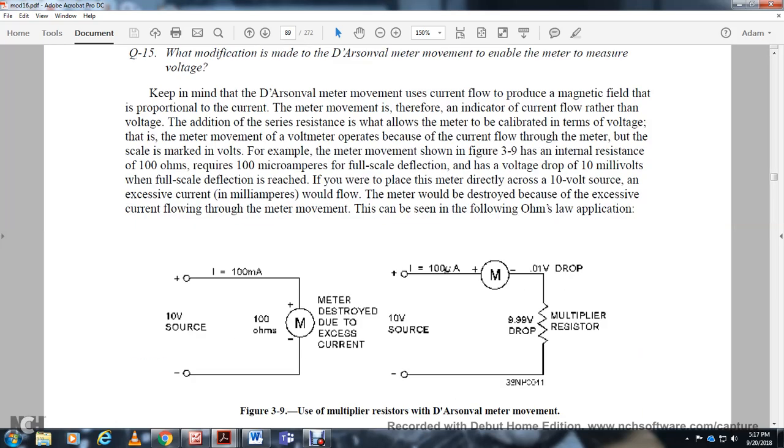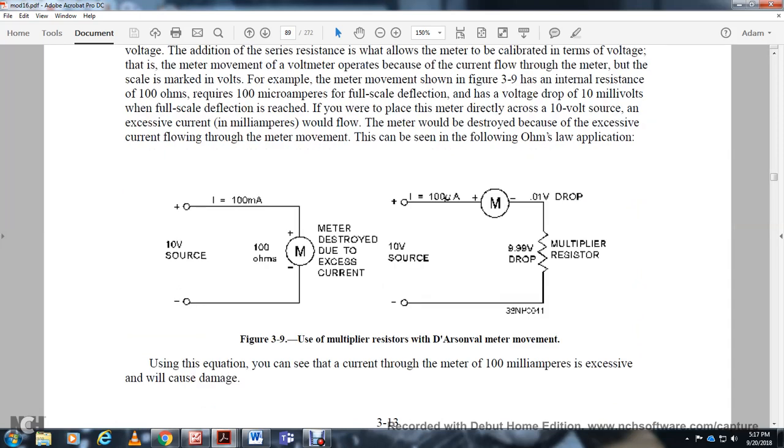Figure 3.9 shows the multimeter resistive divider. Meter, 100 milliamp current, 10 volt source, 100 ohms. The meter must be connected with correct polarity, positive and negative. The meter would be damaged due to the excessive current of 100 milliamperes. A 9.99 volt drop across the multiplier resistor.